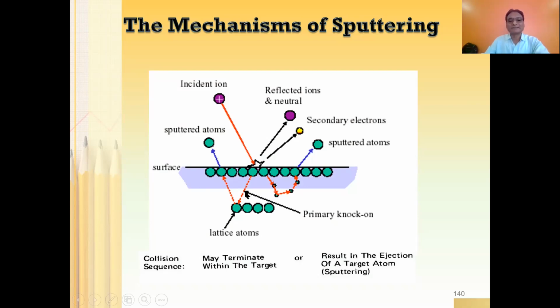You can see here now. This is your target material. This is the energetic ion, the incident ion, right? So whenever this energetic particle hits the surface, the first possibility is that it is going to reflect. Nothing else is going to happen, it is only going to reflect. Simple reflection. The second possibility is that, whenever it hits, there will be secondary emission of electrons.